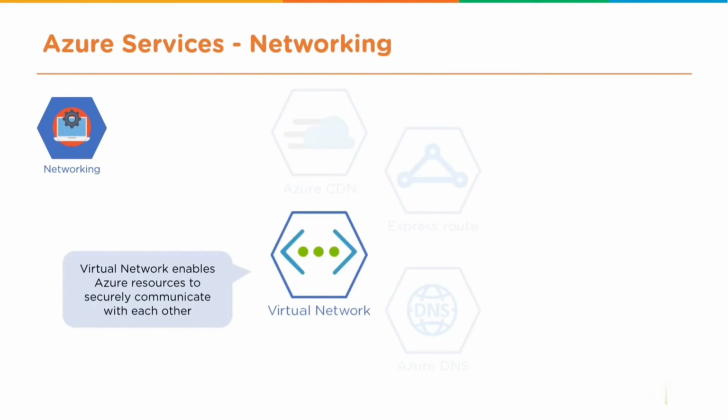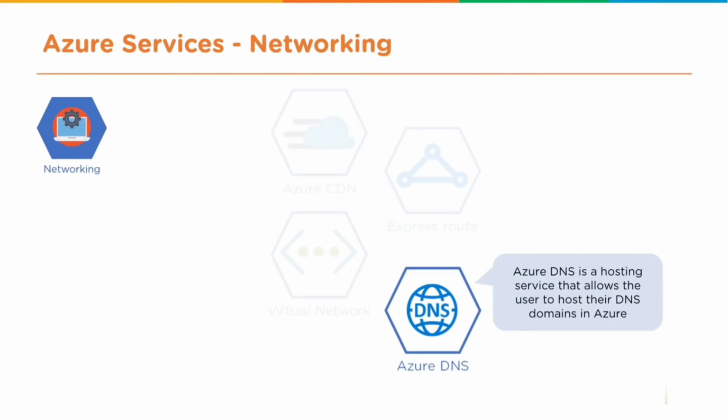Then you have virtual network. With the virtual network, you can have any of the Azure services communicate with each other in a secure manner in a private network. Next, we have Azure DNS. Azure DNS is a hosting service which allows you to host the DNS, or domain name system, in Azure. So you can host your application using Azure DNS.